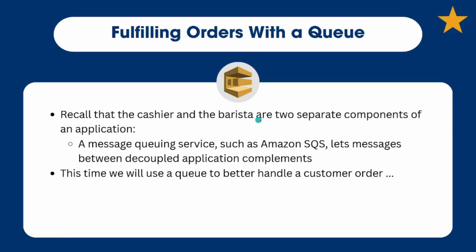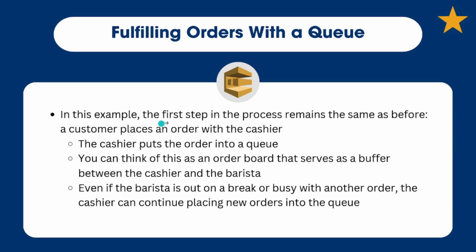Recall that the cashier and the barista are two separate components of an app. A message queue service such as SQS can help decouple the applications, so that they're not so tightly stuck together based on how they communicate with each other. If we use a queue to handle the customer orders, things will get a lot more efficient. The first step would stay the same: the customer places an order with the cashier, but instead of sending it directly to the barista, we're going to put it on an order board. Here the order board would be SQS. The queue system is the order board handling the messages. In this case, the messages would be orders.